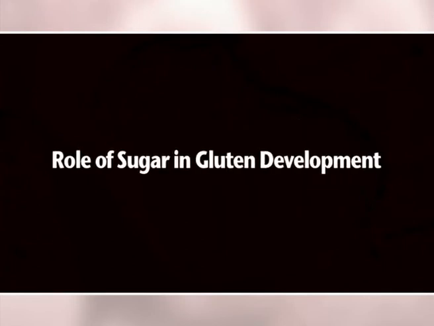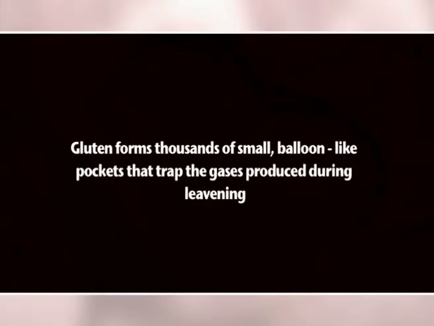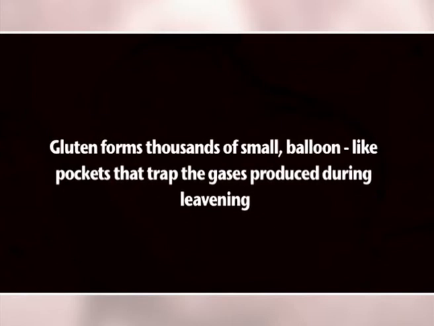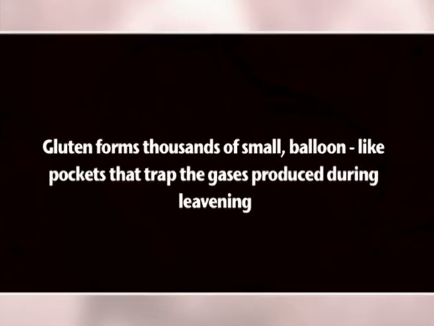Role of sugar in gluten development. During the mixing process, sugar acts as a tenderizing agent by absorbing water and slowing gluten development. During the mixing of batter and dough, flour proteins are hydrated. The gluten forms thousands of small, balloon-like pockets that trap the gases produced during leavening. These gluten strands are highly elastic and allow the batter to stretch under expansion of gases.